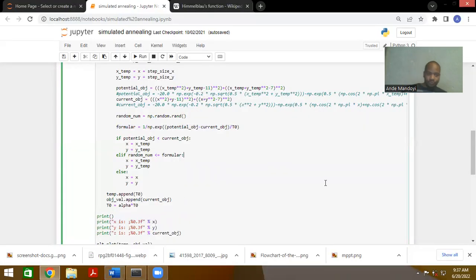So what we do is we select a random number and we use the potential objective that we got to get a value for this formula. If this random number is less than the formula, then we'll accept the values that gave us the potential objective, meaning we'll accept X temp and Y temp. However, if the opposite is true, then we don't accept X temp and Y temp, and we still stick to our old values. So this essentially allows us to select bad decisions, right?